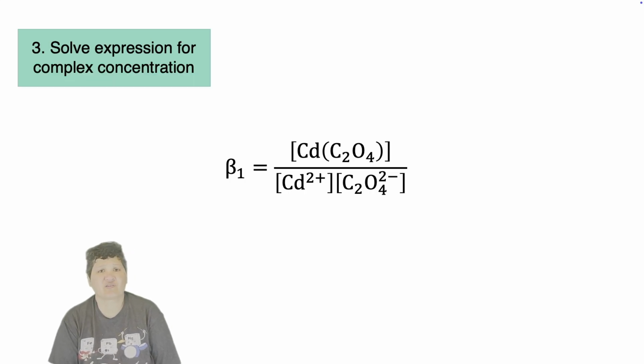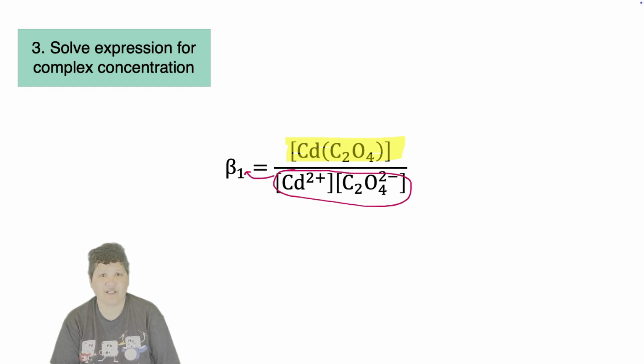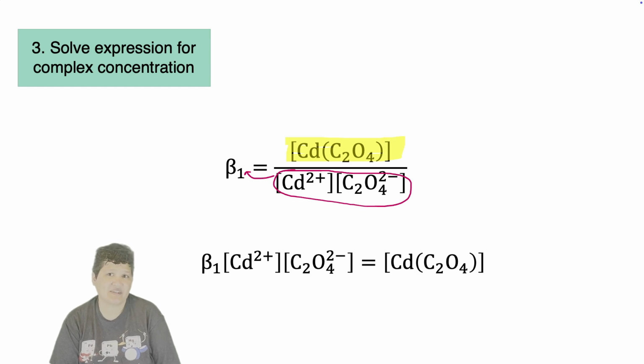The next step is to solve the expression for the concentration of the metal-ligand complex. At the beginning, this concentration should be in the numerator of your fraction. So solving for the concentration involves multiplying both sides by what's in the denominator. Here we see that the concentration of the cadmium oxalate complex is equal to the beta value times the concentration of cadmium-2+ times the concentration of oxalate.